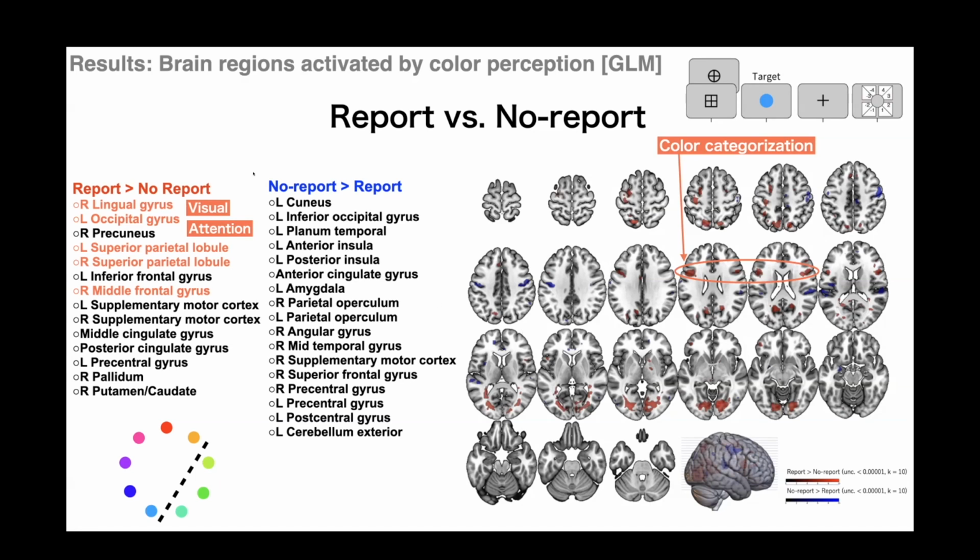And here, no report versus report. In the no report condition, we perceive the same color, but we do nothing. In that case, I don't know why, but emotional regions are activated. Okay, insula and ACC and amygdala. Okay.